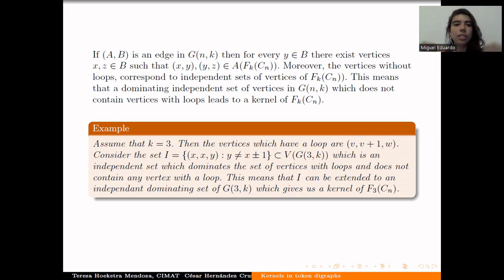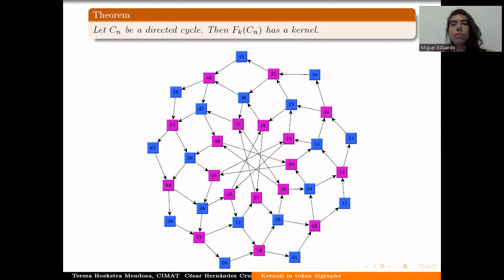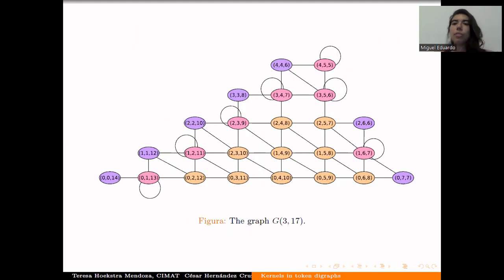And this is amazing because it is much easier to obtain a dominating independent set of vertices in a graph which is not directed and only has a few loops than to obtain a kernel in my really large token digraph. Like the example I put for the cycle, this one is pretty large, and I'm only taking k equal to 2 and the cycle of length 9. So it is small and it still has a lot of vertices. As you can see, this graph is much smaller, so it's much easier to work with, and that is amazing because this basically solves the problem.